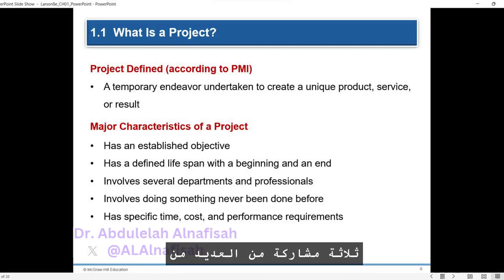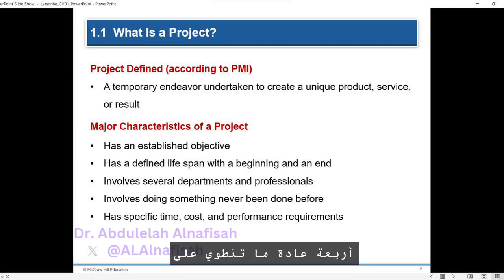3. Involvement of several departments and professionals. Projects typically require the participation of various departments or functional areas within an organization. Different professionals with diverse skills and expertise come together to contribute to the project's success.